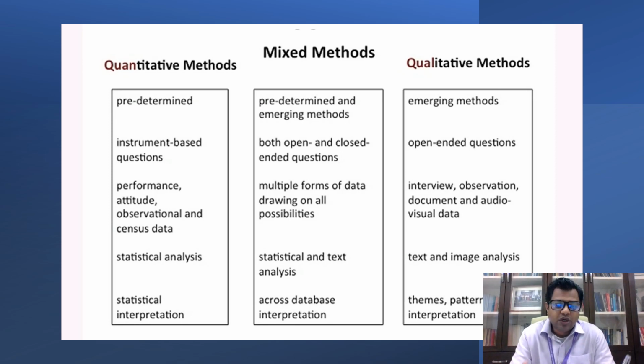And this thing you need to combine in your mixed method research if your research problem determines that you need a mixed method research. What are those? Predetermined and emerging methods. Both open and closed-ended questions you can introduce in your mixed method research, like Jick's 1979 studies he has introduced. Multiple forms of data drawing on possibility. Statistical tests you can also do, and also you can do text analysis across database interpretation. So the limitations of the quantitative and qualitative can be overcome in your mixed method strategy.